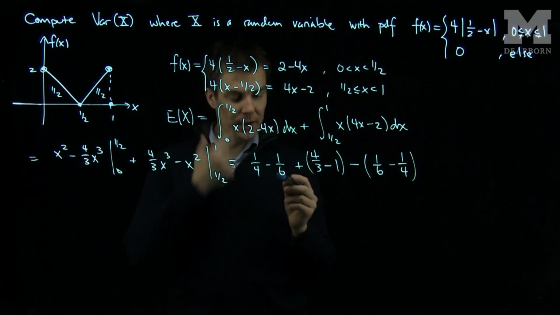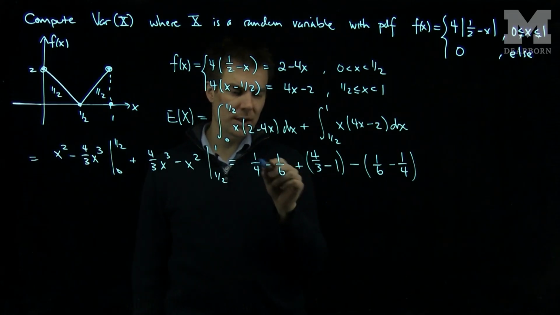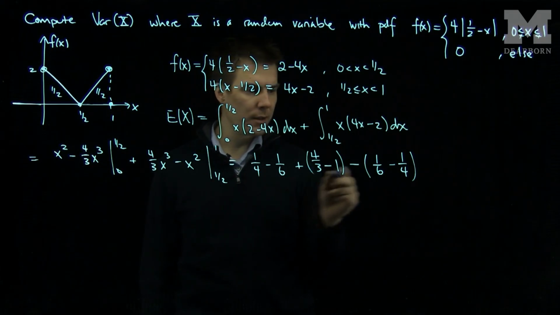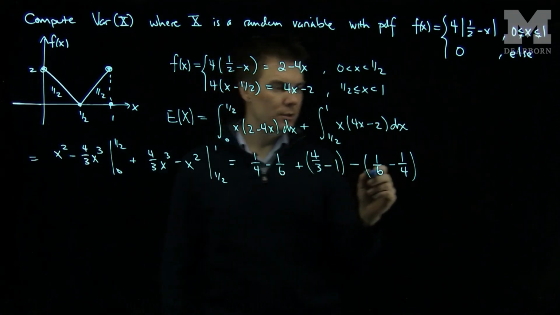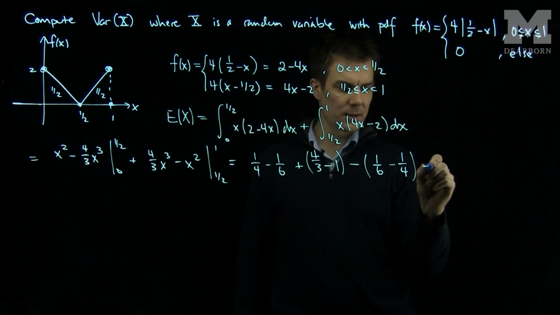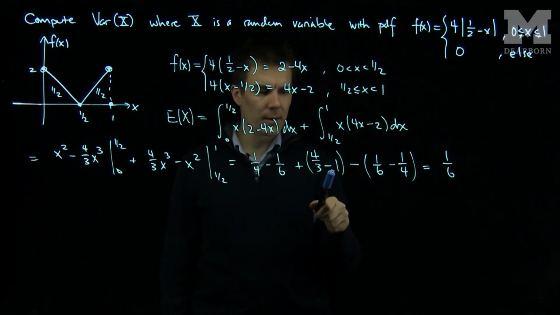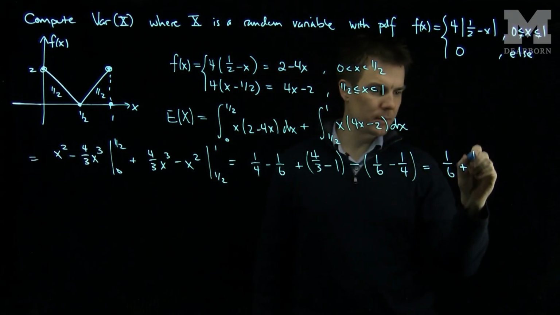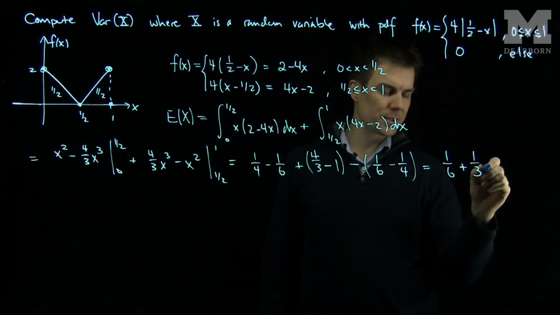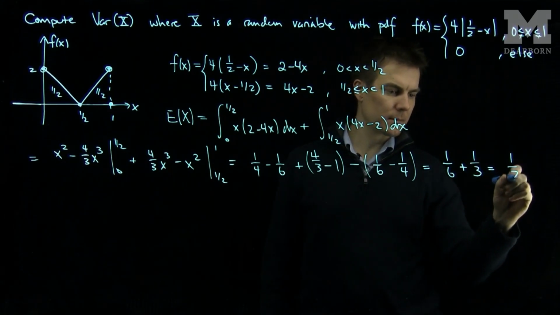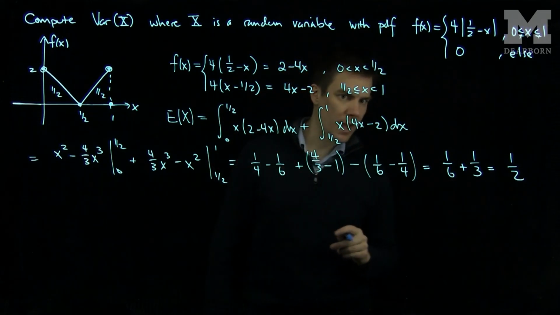And so what happens over here is that 1/4 minus 1/6 will be a 12th. This is also a 12th. So you have 2/12, so that will be 1/6. And then this term over here will be minus 3/3, so plus 1/3. So a third plus a sixth is a half. So the expected value of x is 1/2.